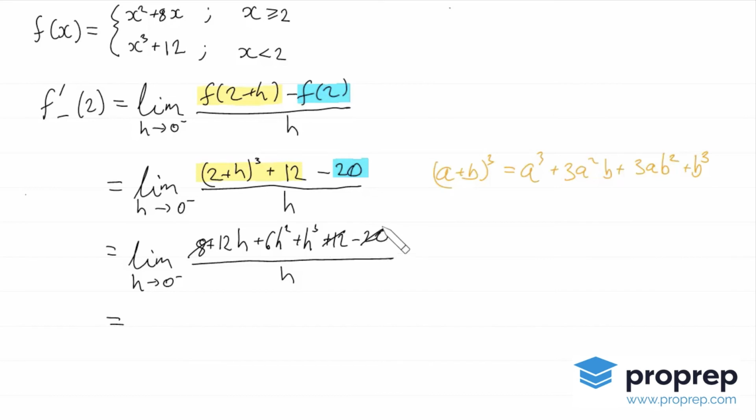the 8 goes with the 12 and the 20, and if we take h out, we get the limit as h goes to 0 from the left. H will cancel into all of these things, and we'll just get 12 plus 6h plus h squared. And as h goes to 0, these two terms go to 0, and all we're left with is 12. And this is very good, because what we got previously for the right derivative was also 12, and since 12 equals 12, then f is indeed differentiable.